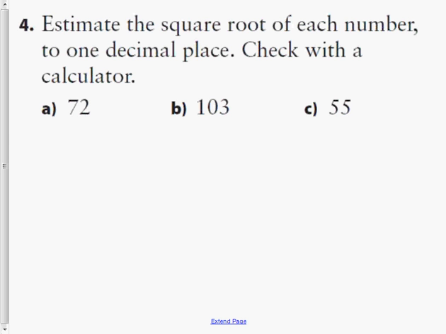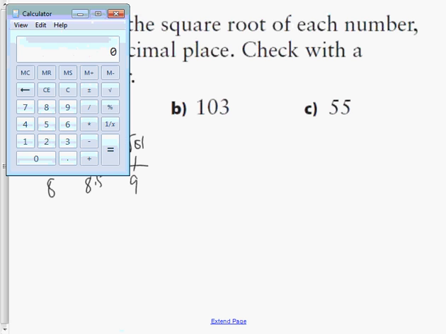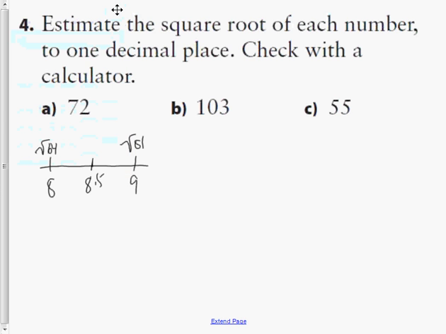Okay, your first question says estimate the square root of each number to one decimal place and check with the calculator. So for my estimation here, I'm going to use the square root of 64, which is 8, and the square root of 81, which is 9, so 8 decimal something. It's kind of right in the middle almost, so I'm going to guess 8 decimal 5-ish. Take my calculator to check. Square root of 72 is 8 decimal 48, so 8 decimal 5 was a good estimation.